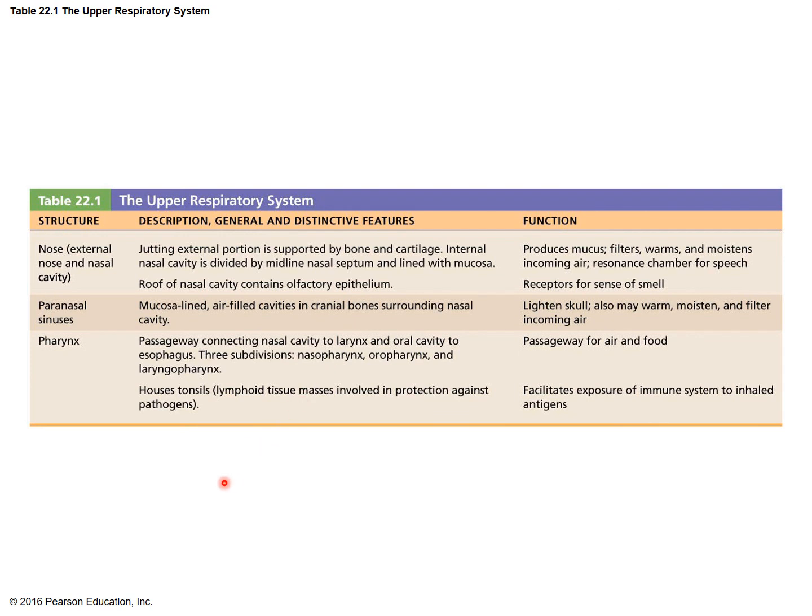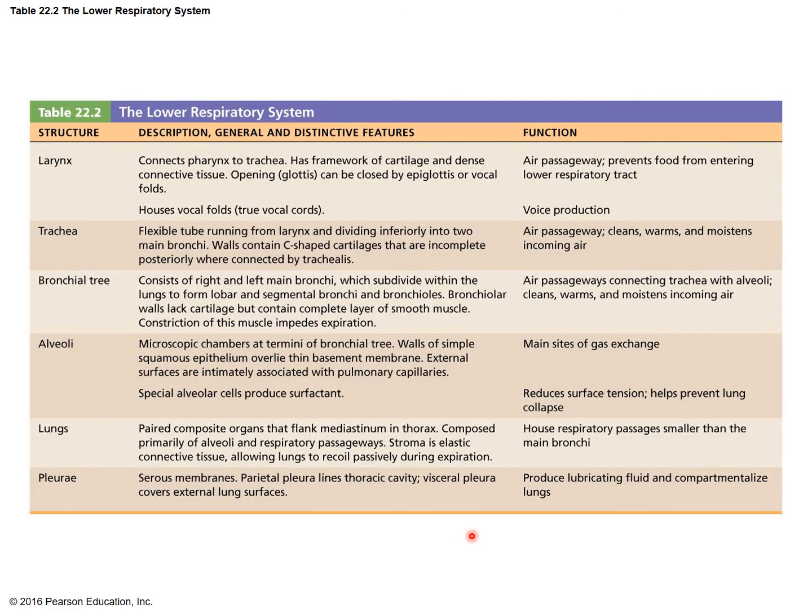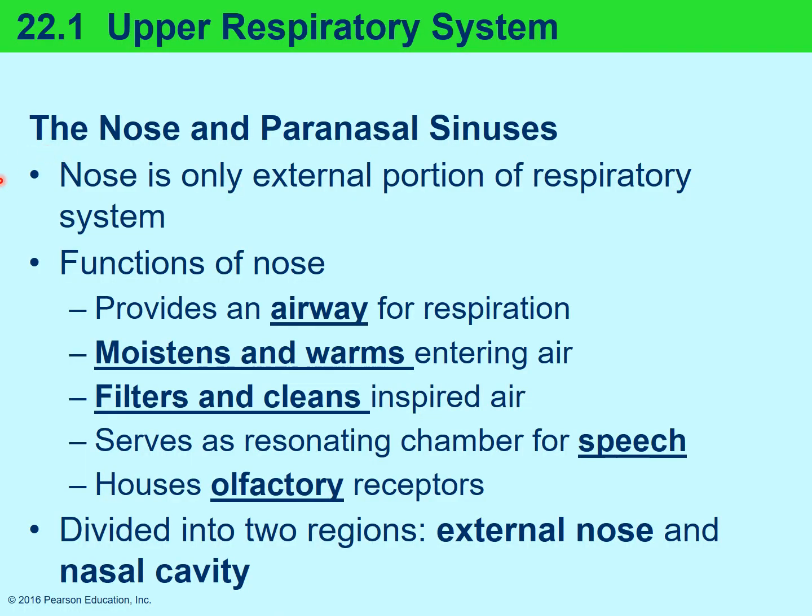The upper respiratory system, this chart just goes through. It names the various structures, gives a brief description of each, and what the function is for that particular structure. It continues now also with the lower respiratory. If we start off with the upper respiratory, the nose and the paranasal sinuses. The nose is the only external part you see. What's the function of the nose? Well, obviously, it provides that initial passageway of air into the body.